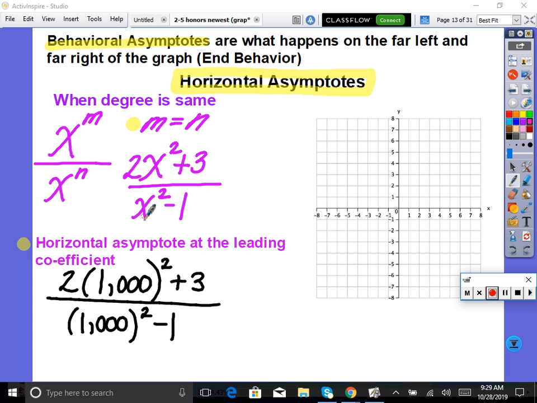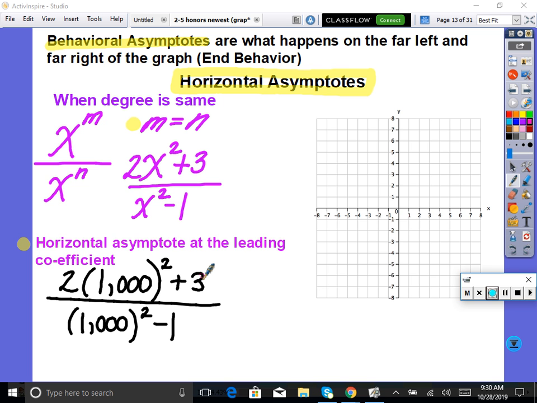So everybody look, I'm just trying to figure out where my value is approaching as I go to infinity. So I plugged in a big number. 1,000 is actually not that big, but let's look. We have 2 times 1,000 squared. Now, if I add 3 to that huge number, the plus 3 is not going to make a big difference, correct? It is there, but is it really going to change the number? Not really. So that's why I can ignore it, okay?